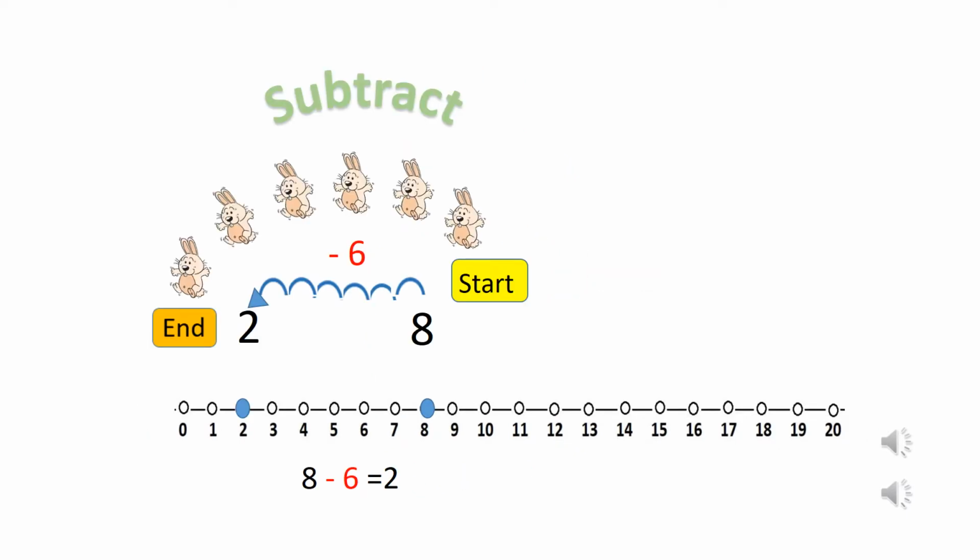Let's see how it works when we subtract using a number line. Let's say we start at 8 and we want to take away 6. Where do you think we will land?